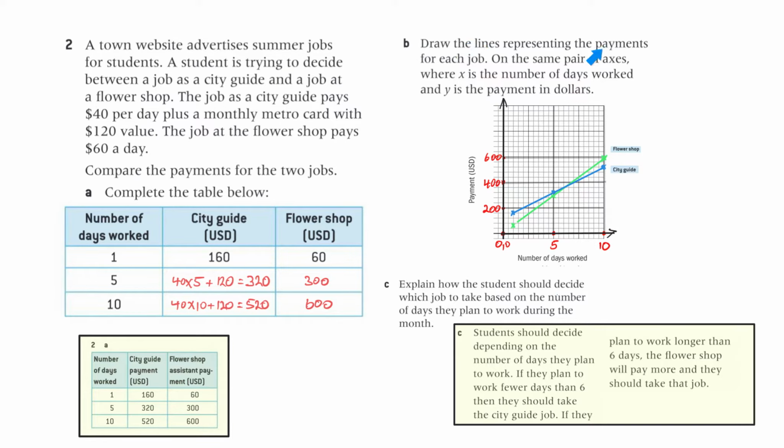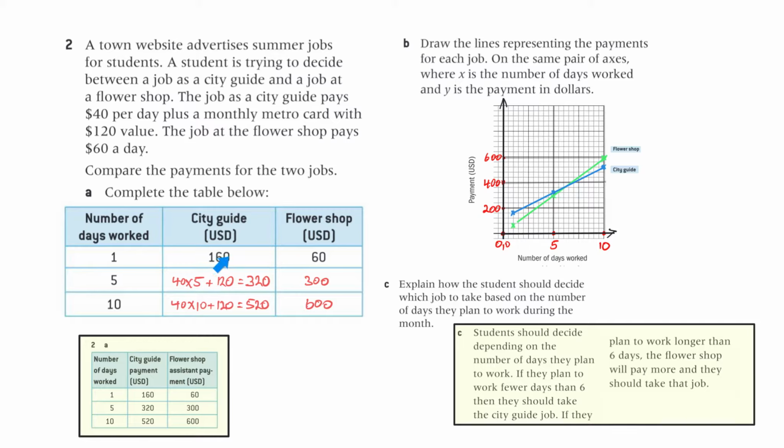B: draw the lines representing the payments for each job on the same pair of axes, where x is the number of days worked and y is the payment in dollars. The answer in the back of the book has them mixed up, so I've redone the graph here. Number of days worked is the x-axis. y is the payment in US dollars. I replotted these, and the city guide is this blue one here, and the flower shop is the green one.